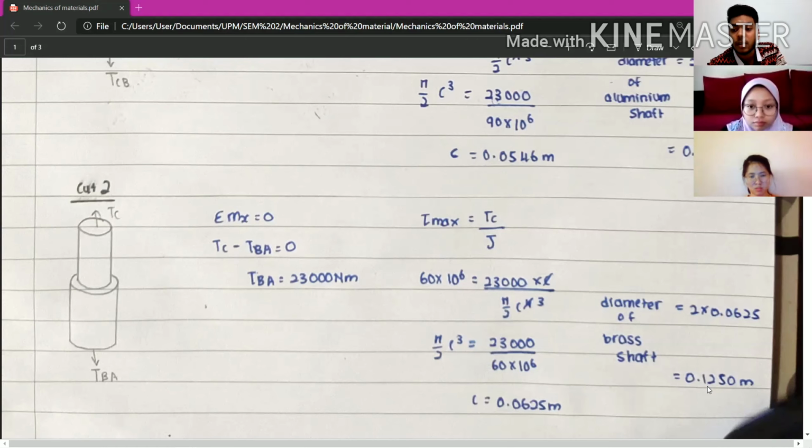Then you will get the value of 0.1250 meter as the diameter of the brass shaft after you times 2 with the radius of the brass shaft, which is 0.0625 meter, and this will be the final answer after you times 2, 0.1250 meter. That's it.